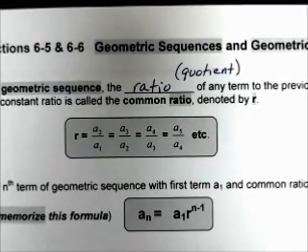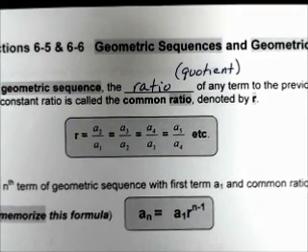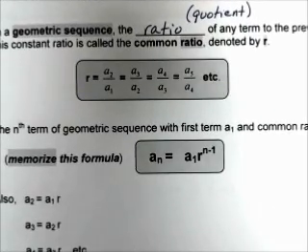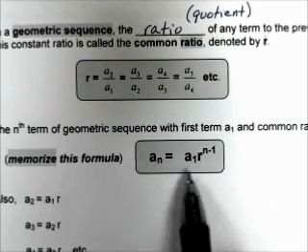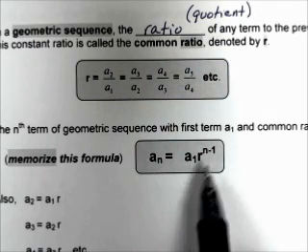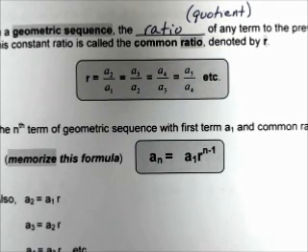The nth term of a geometric sequence with first term a sub 1 and common ratio r is given by this formula. a sub n is equal to a1 times r to the n minus 1. You have to memorize this. Just like you know the formula for an arithmetic sequence, now this is the formula for a geometric sequence.